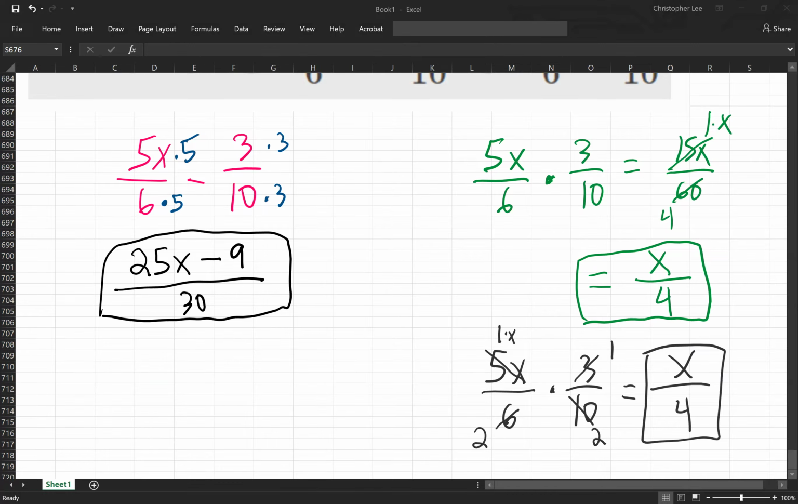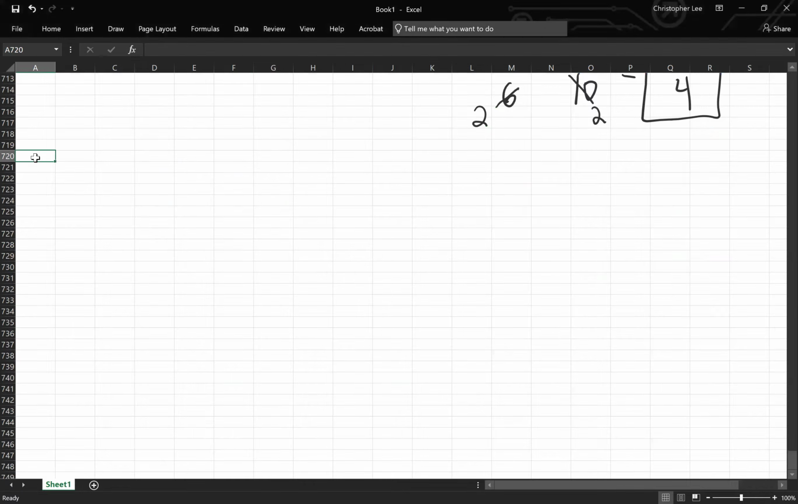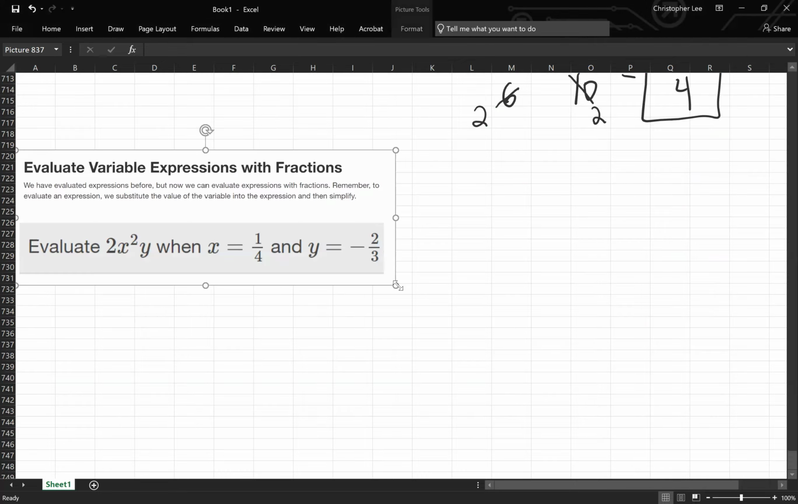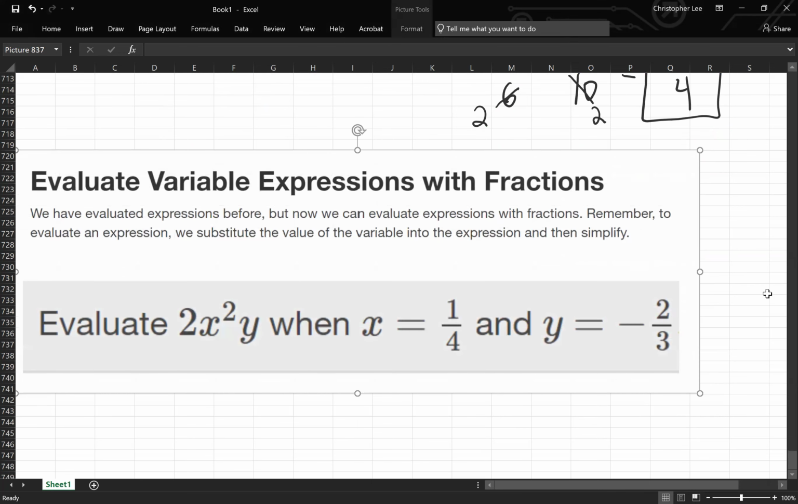All right, last topic for today. Same last topic we had yesterday. So we're going to evaluate variable expressions with fractions. We have evaluated expressions before, but now we can evaluate expressions with fractions. Remember, to evaluate an expression, we substitute the value of the variable into the expression and then simplify it. All right, let's try it out.